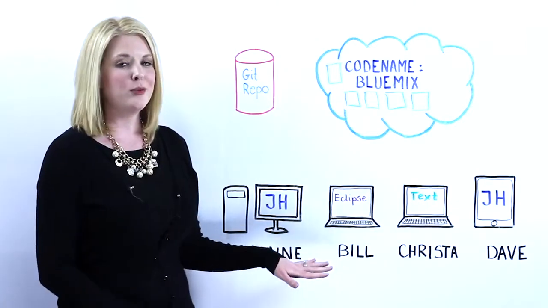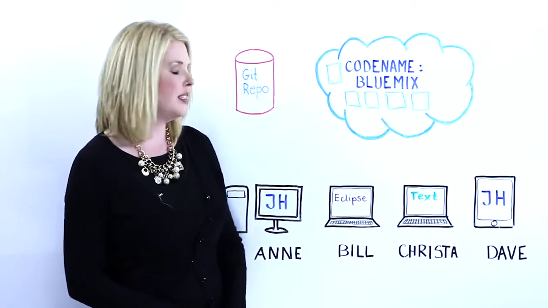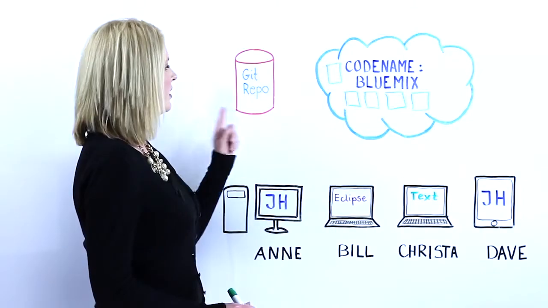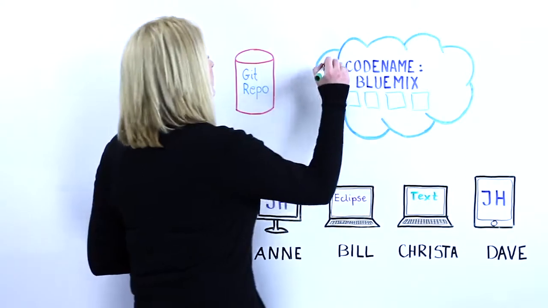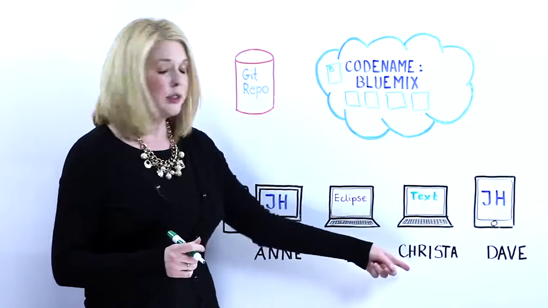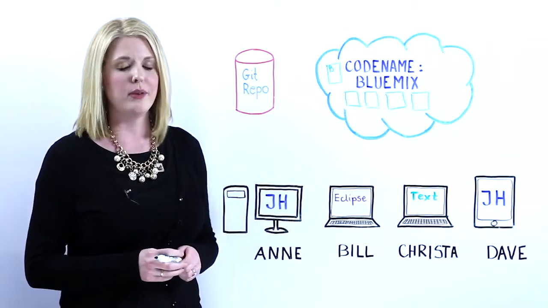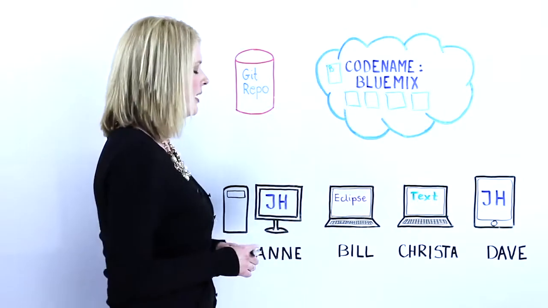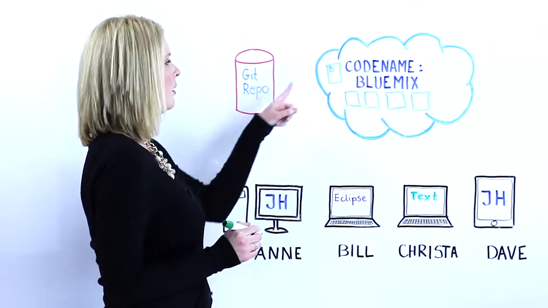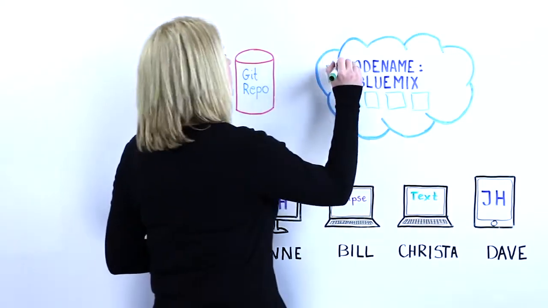So Bill's been working on his feature and he's ready to commit his changes. So he uses an Eclipse plugin to push his changes to the Git repository. And what this does is automatically trigger a deployment to the cloud. Similarly, Krista's been working on her feature and she's wrapped it up. So she uses the Git command line client to push her changes to the Git repository. And this automatically triggers an update to the deployment.